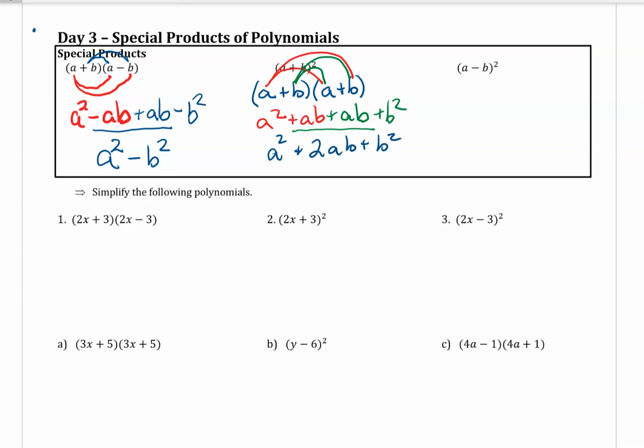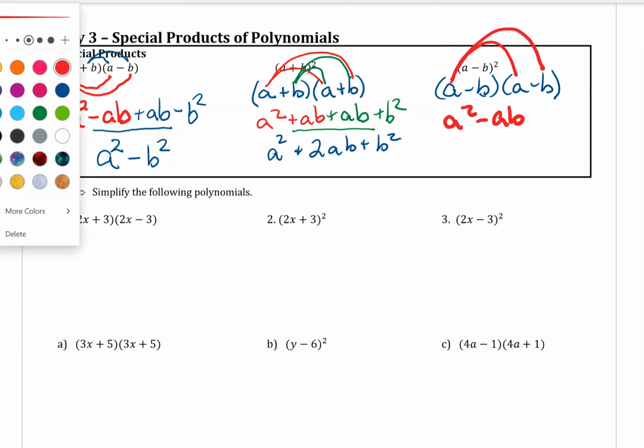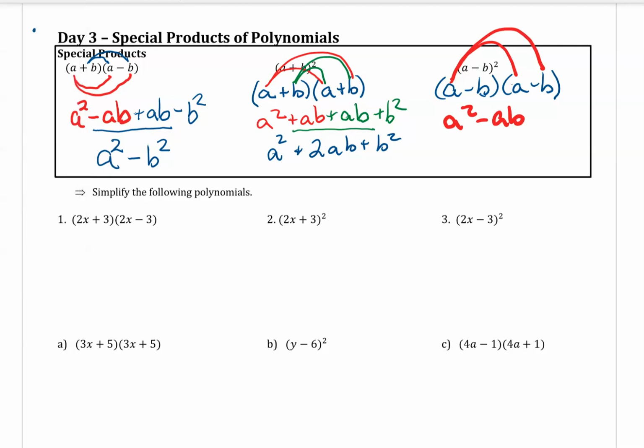A minus b squared, well, that is a minus b times itself, a minus b. So again, I'm going to take a, multiply it by a, that's a squared. A times negative b is negative ab. Negative b times a is negative ba, or I can get the order negative ab. Then negative b times negative b. A negative times a negative is positive, and b times b is b squared.